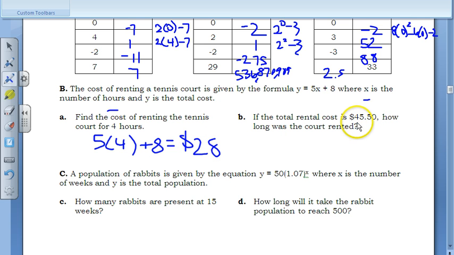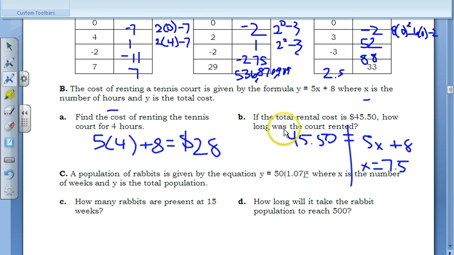Here it tells me the cost. I know that's y, so this has to go in for y, and then I would solve. So 45.50 equals 5x plus 8. And solve it, subtract 8 from both sides, divide by 5 on both sides. And I got 7.5. So basically if I had the court for 7.5 hours, it would cost $45.50.